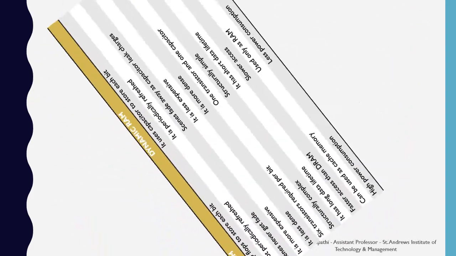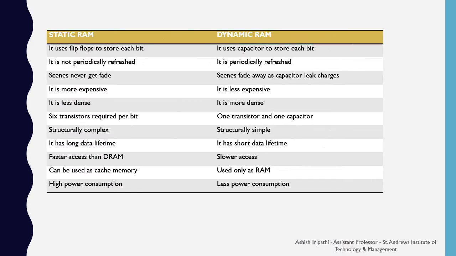Here is a tabular difference between static RAM and dynamic RAM. As you can see, static RAM uses a flip-flop to store each bit, whereas dynamic RAM uses a capacitor to store each bit. Since static RAM doesn't have any capacitor, it is not periodically refreshed, but dynamic RAM is periodically refreshed.